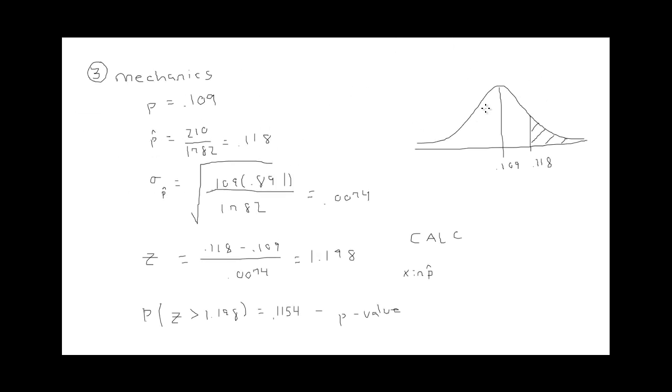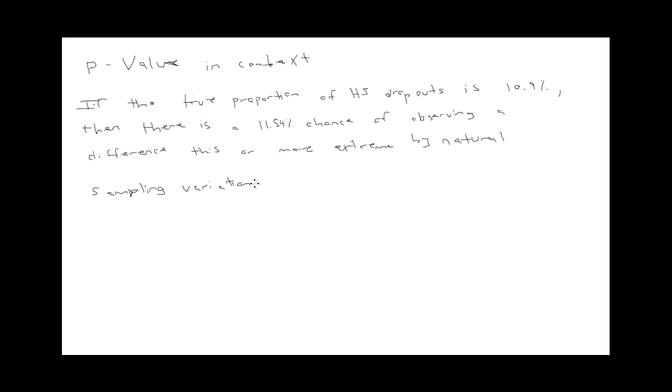Well, if we take a look back to our mechanics here, this or more extreme, so in this case, that we observe a p-hat of 11.8% or higher, if this indeed is the percent of high school dropouts. Okay, well, 11.54%, that's more than a 1 in 10 chance that we see something this or more extreme if the true proportion is 10.9%. Well, that's not that unusual. That's why we failed to reject the null.